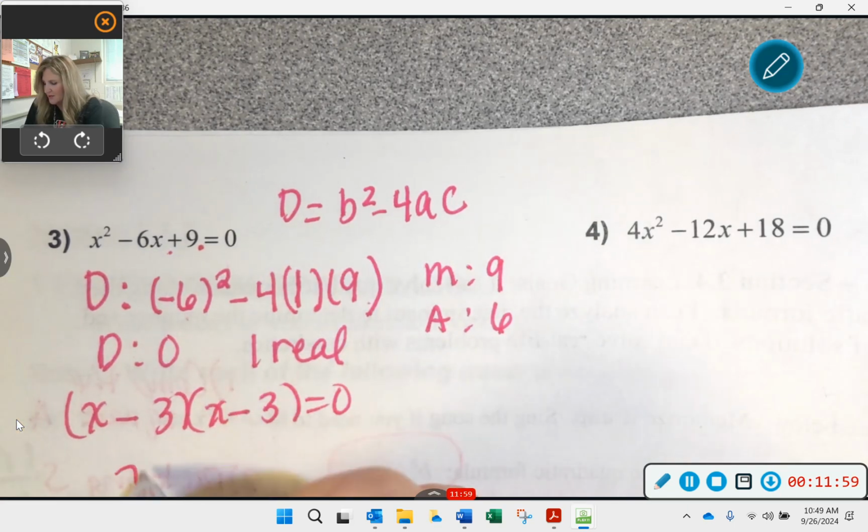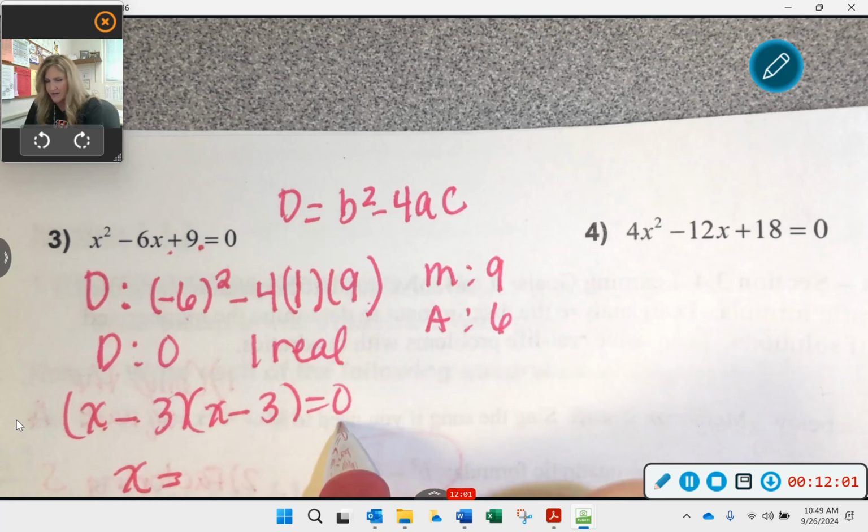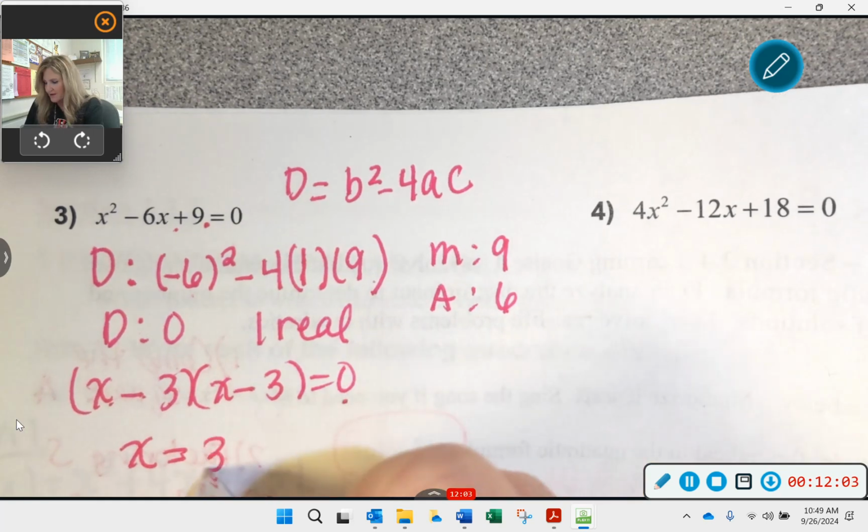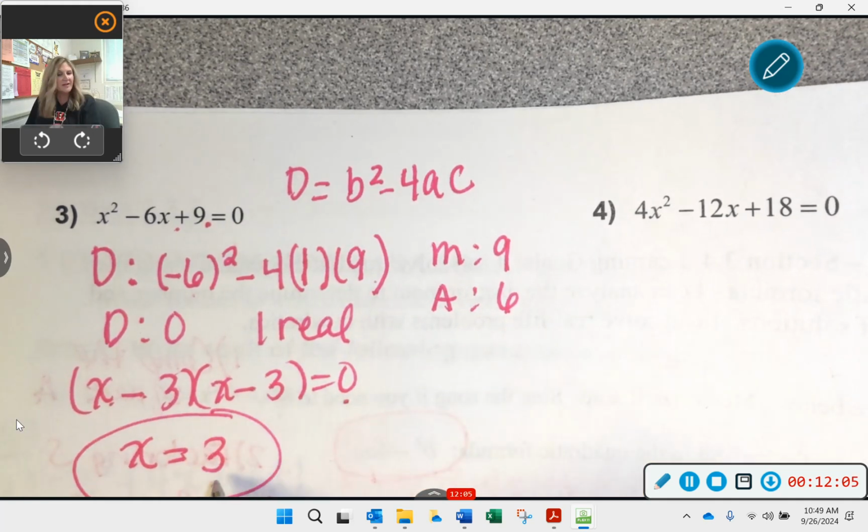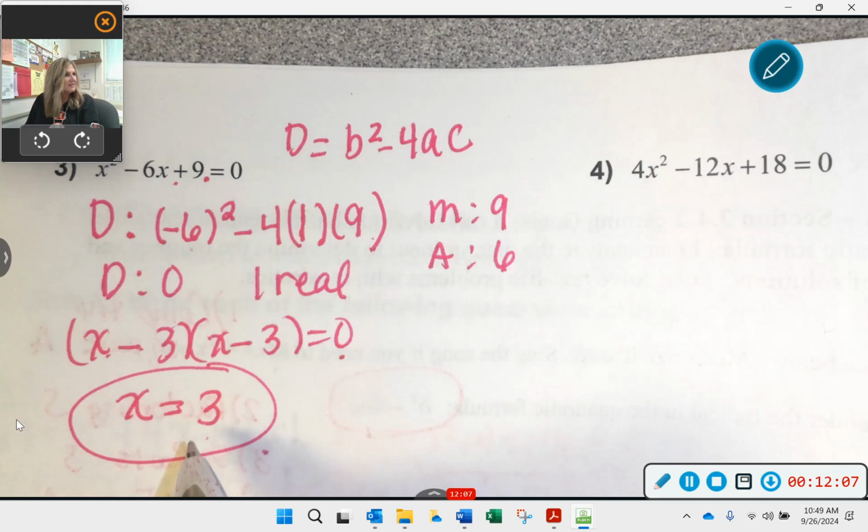Negative. And so what's our solution? What minus 3 is 0? And see how we got one real solution there? Instead of getting two reals, we got one real solution on that.